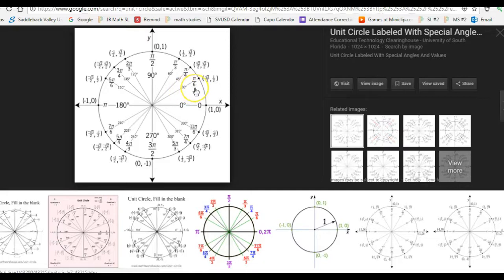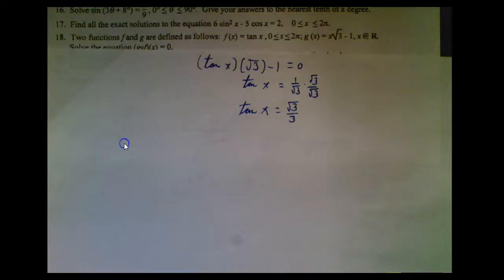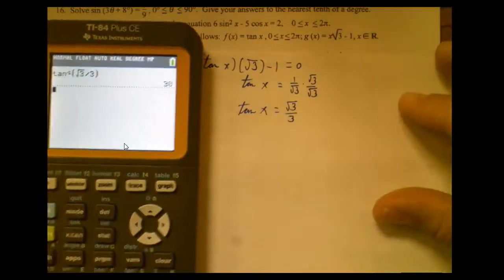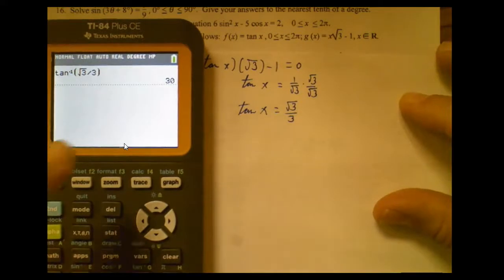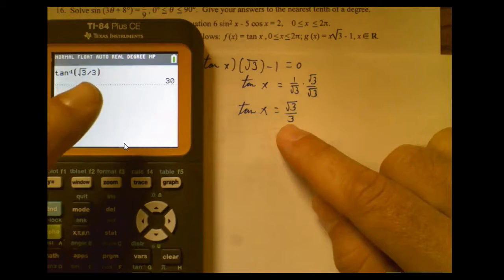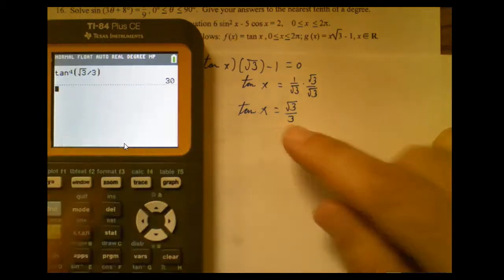However, if you have a hard time figuring out where the first value should be, one thing you could take advantage of on the calculator is, in a case like this, I could easily do it in degrees first. If I did the inverse tangent of radical 3 over 3, I get 30 degrees as my answer.